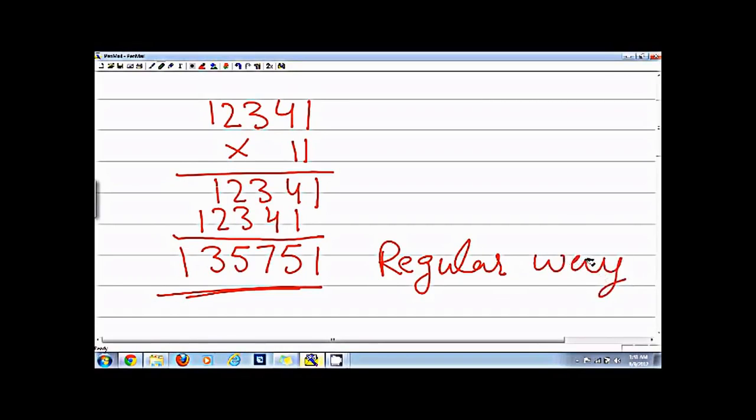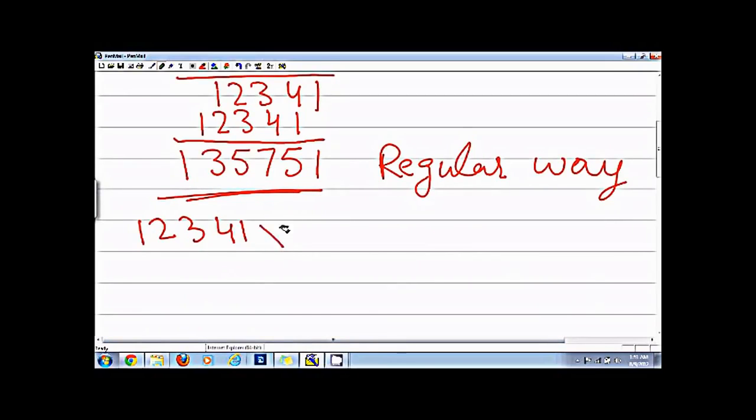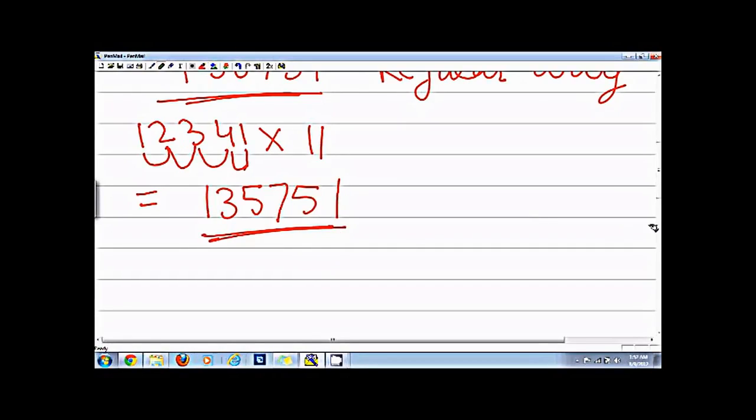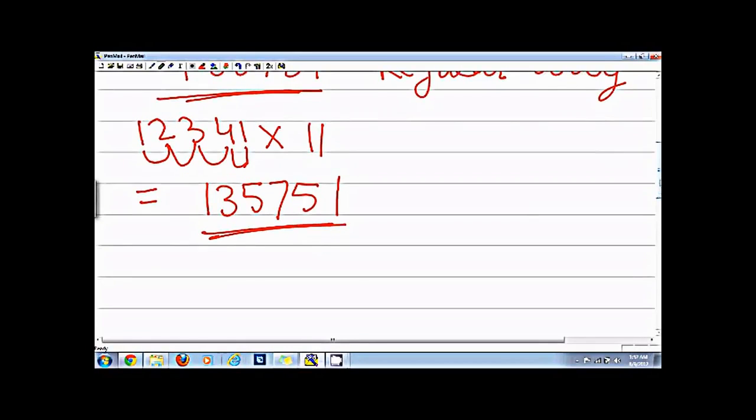Now we can skip all this writing and approach this problem in a different way. Suppose we have 12341 and we want to multiply it by 11. I will write 1 here, then add 1 and 2, that is 3, then add 2 and 3, that is 5, then add 3 and 4, that is 7, then add 4 and 1, which is 5, and then write 1 in the end. So the answer is 135751.